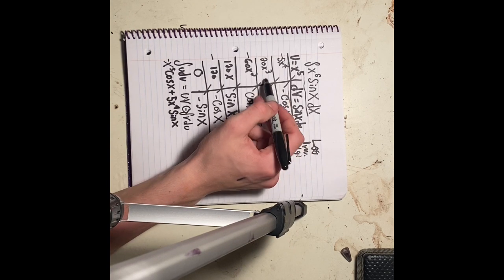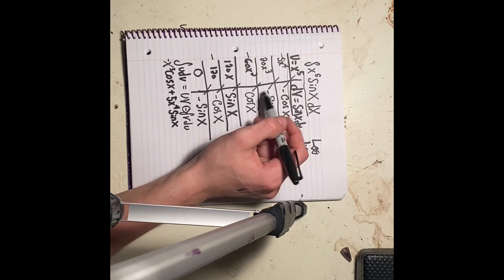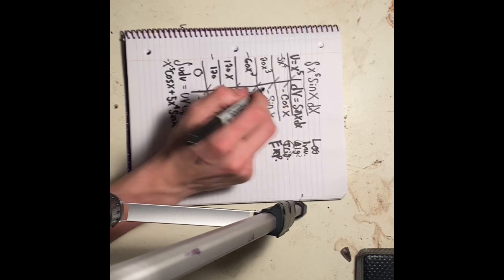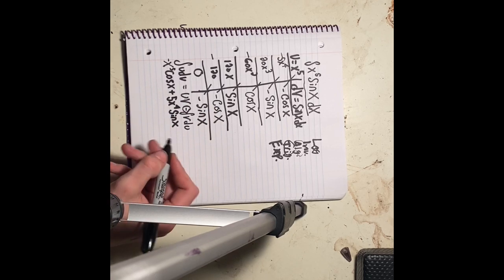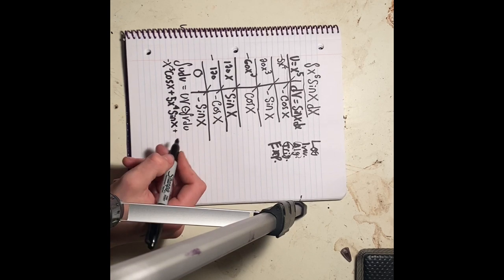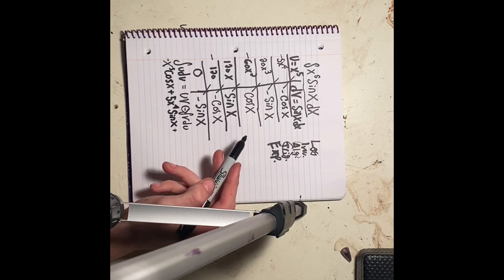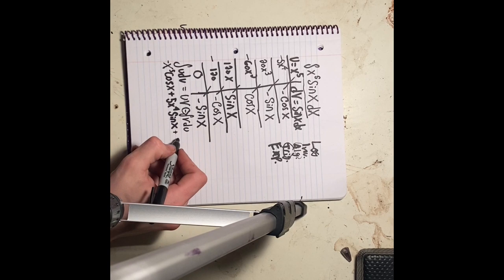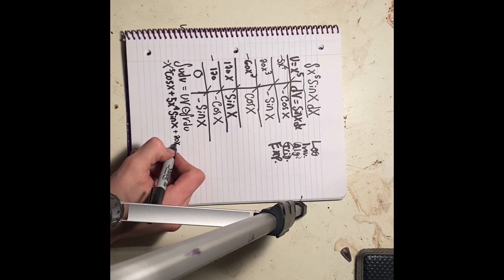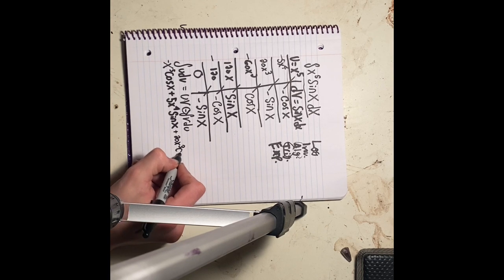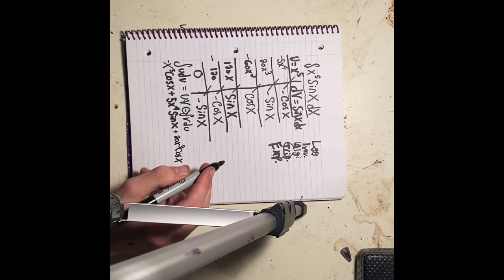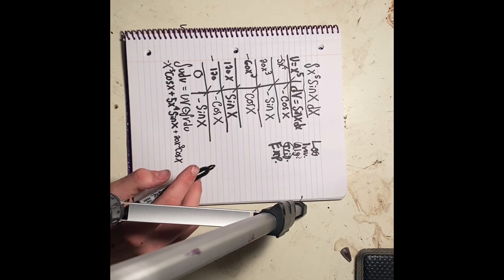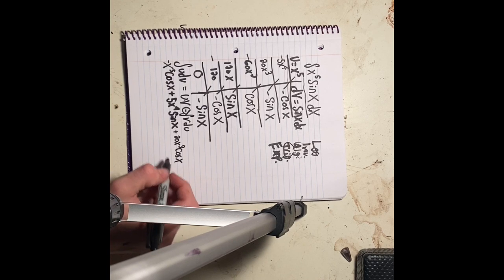Then over here we have a positive and a positive, so this one's going to be positive as well. So we have plus 20x cubed cosine x. And then I'm just going to continue this problem down here.